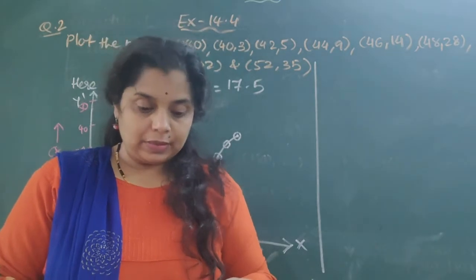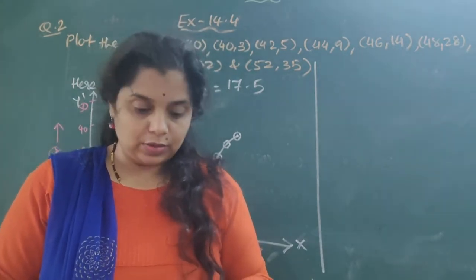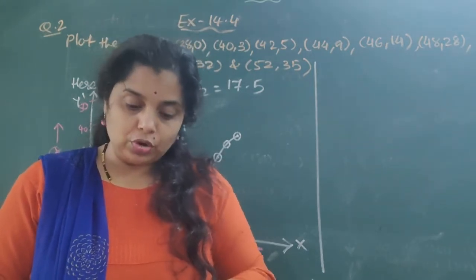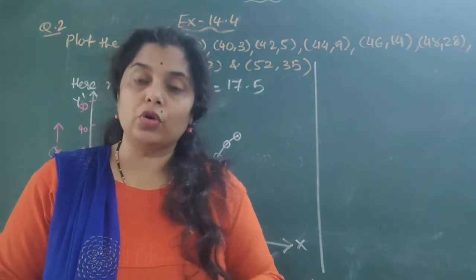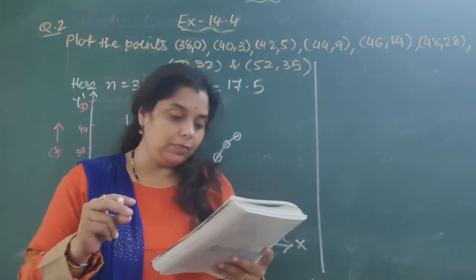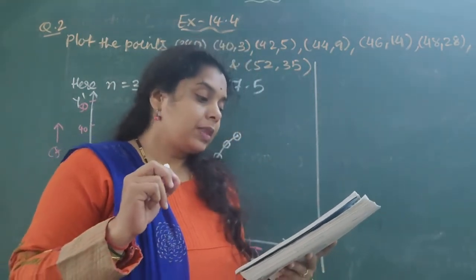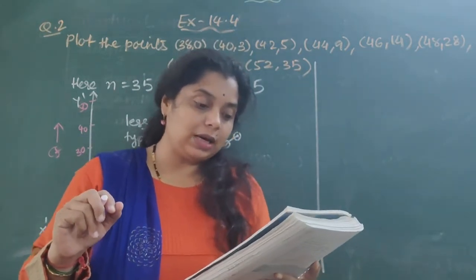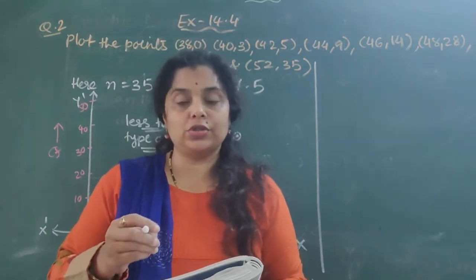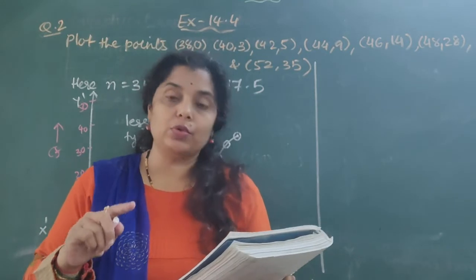The points are: the first point is 38, 0. The second point is 40, 3. The third point is 42, 5. The fourth point is 44, 9. The fifth is 46, 14. 48, 28 is the 6th point. The 7th point is 50, 32 and the last one is 52, 35. So these points you have to first plot on a graph to get a less than type ogive.